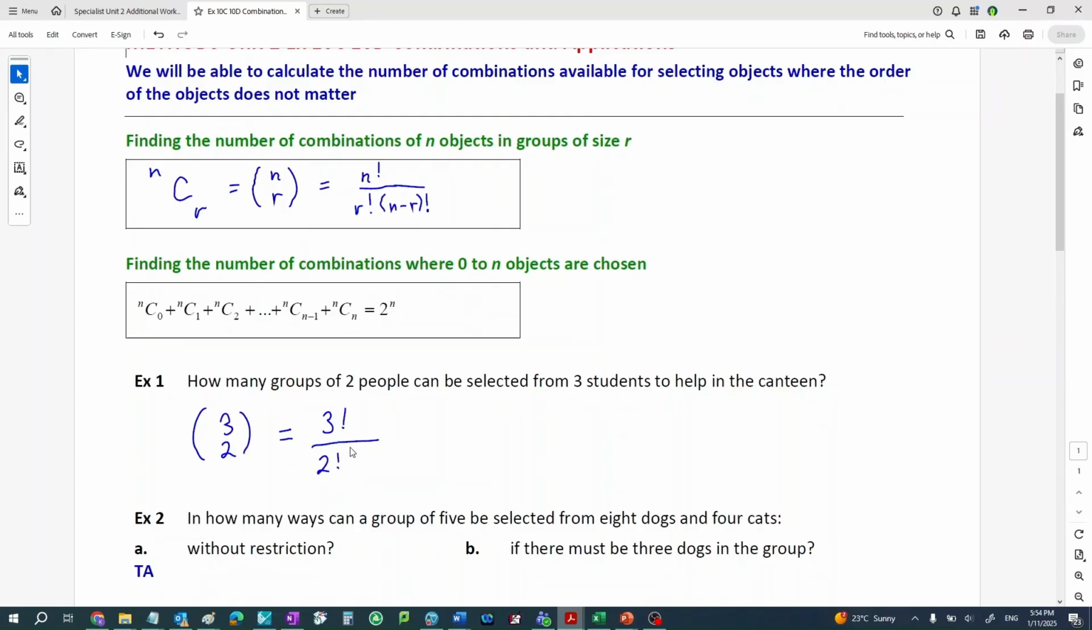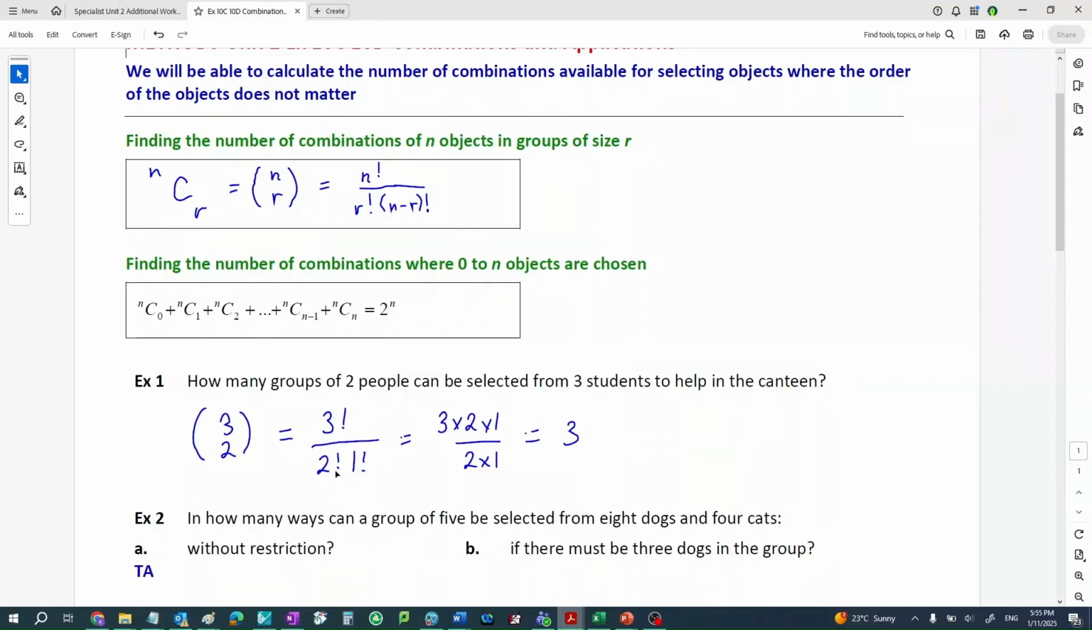And we've got to do n take r factorial, which is 3 minus 2 factorial, which is just 1 factorial. Now 3 factorial is 3 times 2 times 1 on top, and 2 factorial is going to be 2 times 1, and 1 factorial is just 1. And so we can see that our answer is 3.